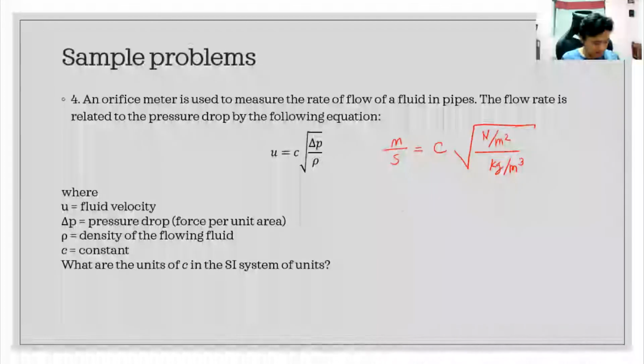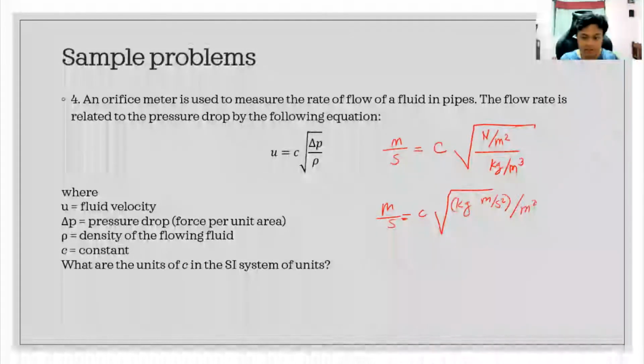So we can break this down further. So m s c, as I showed you earlier, the basic units of Newton is kilograms times the acceleration. All right, kilograms times acceleration over square meters. That's the meters there. Over the kilogram per cubic meter.